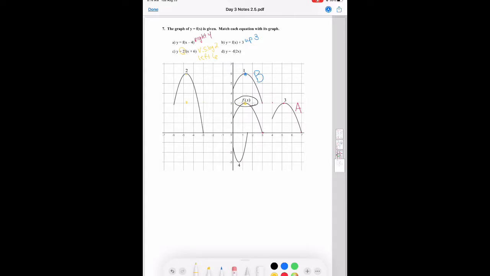Also notice that this graph looks to be a bit skinnier than our original. So this looks to be the best match for C.